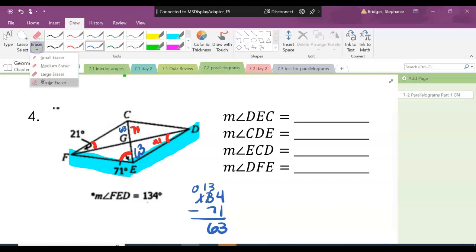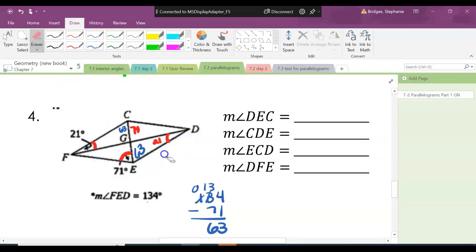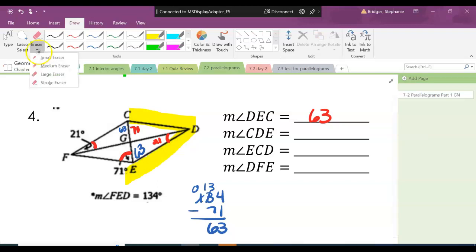Is everybody good so far with what we've done? All right, so let's look at the first one, DEC. I'm going to highlight it so it's easier to see. DEC, what did we label that one as? Okay. All right, next one, CDE. I'm going to label that. Ooh, this one's going to be, let's skip that one for a minute. We're going to come back to that one because that one's going to take a little bit more work.